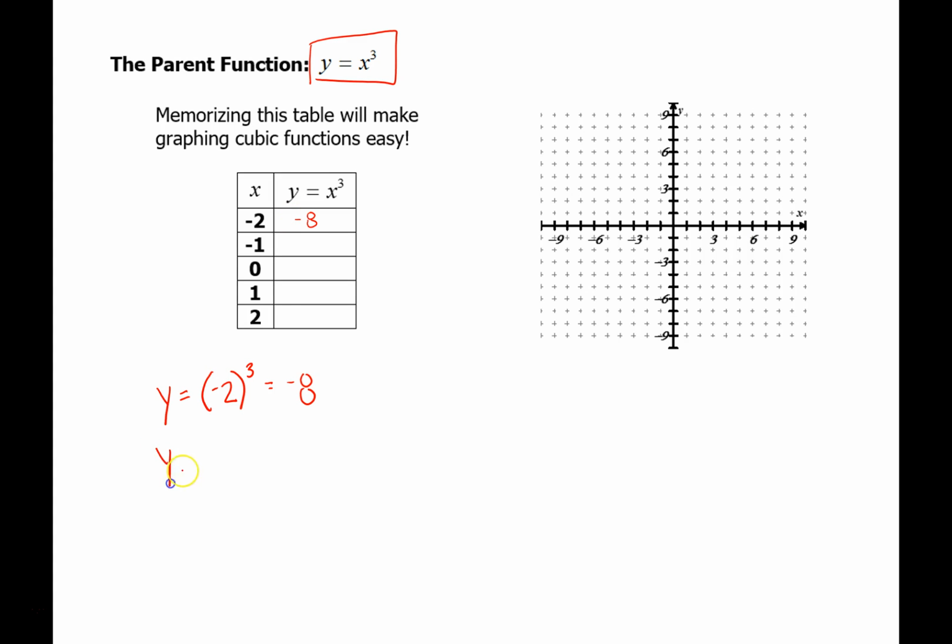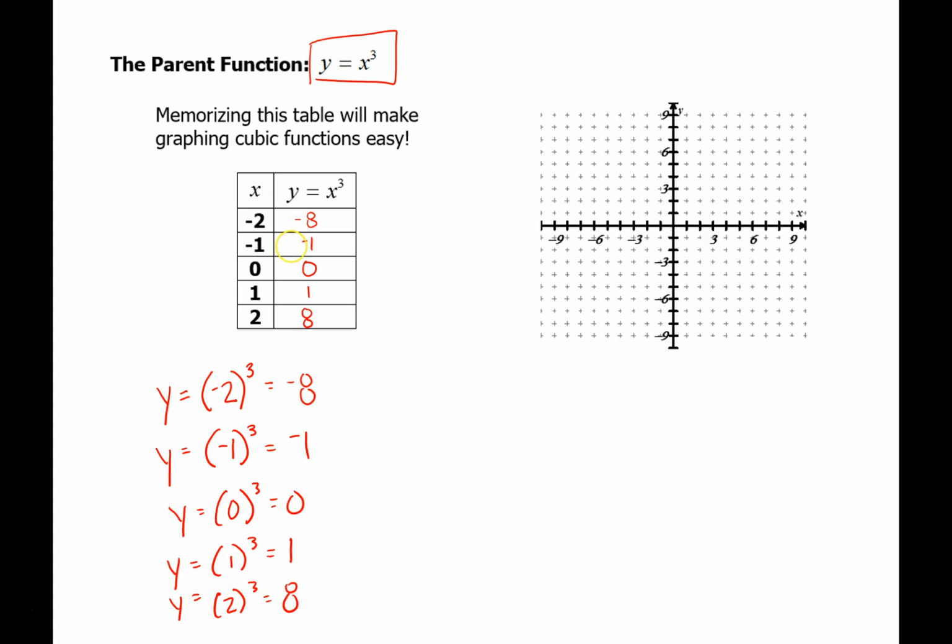When we plug in a -1 to see what the y value is, we get -1. When we plug in 0, 0 cubed is 0. When we plug in a 1, we get 1, and when we plug in a 2, we get 2 cubed is 8.